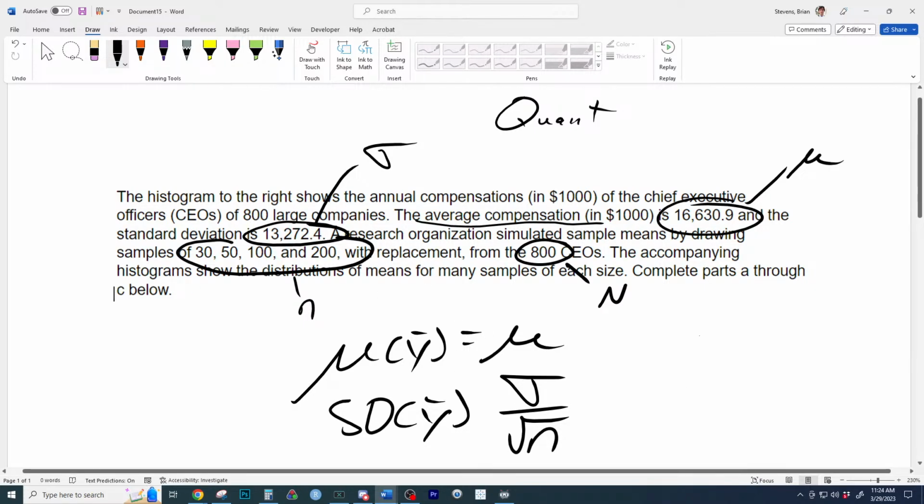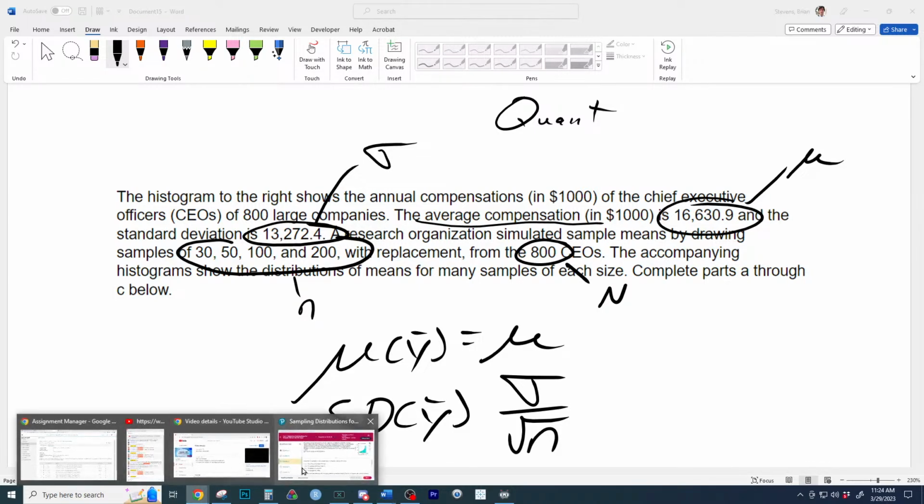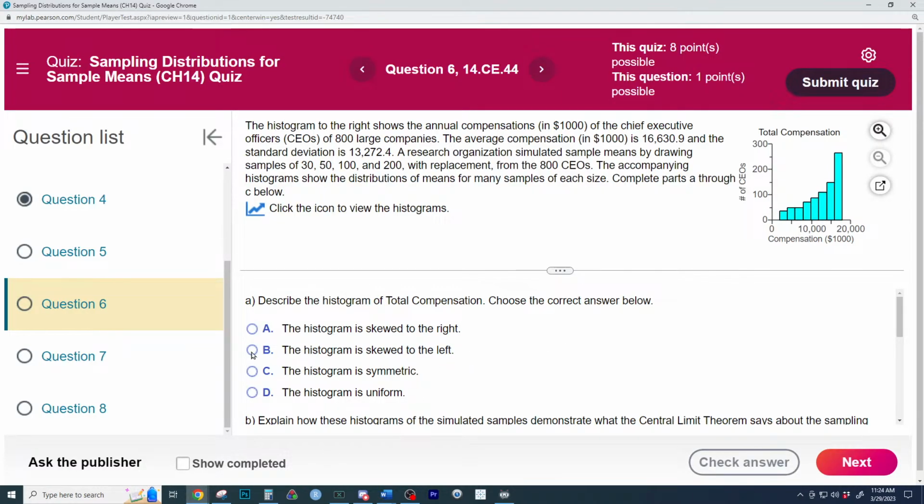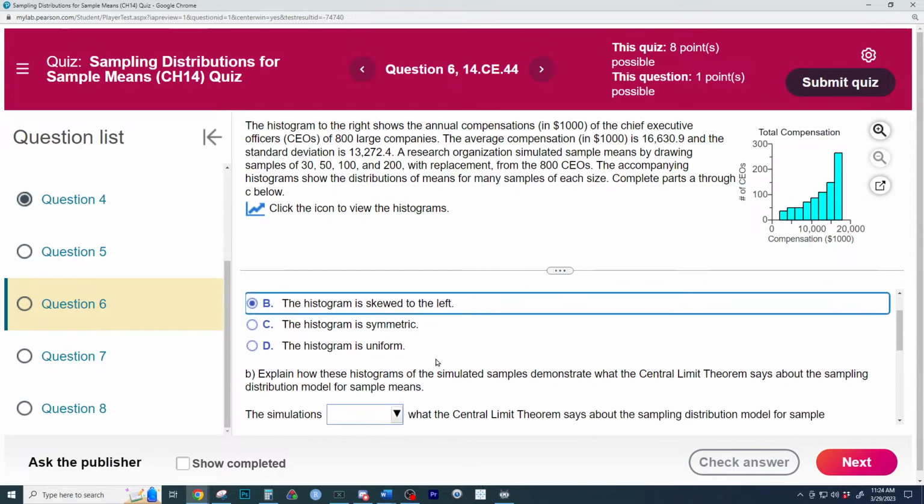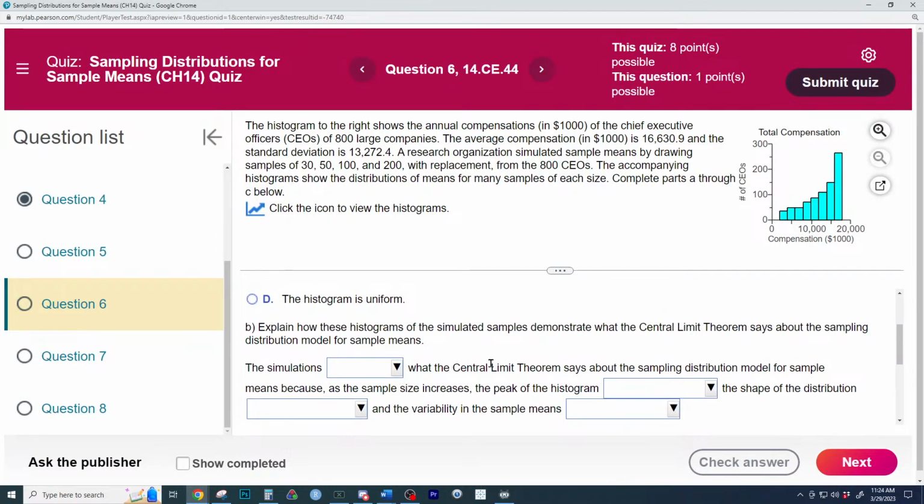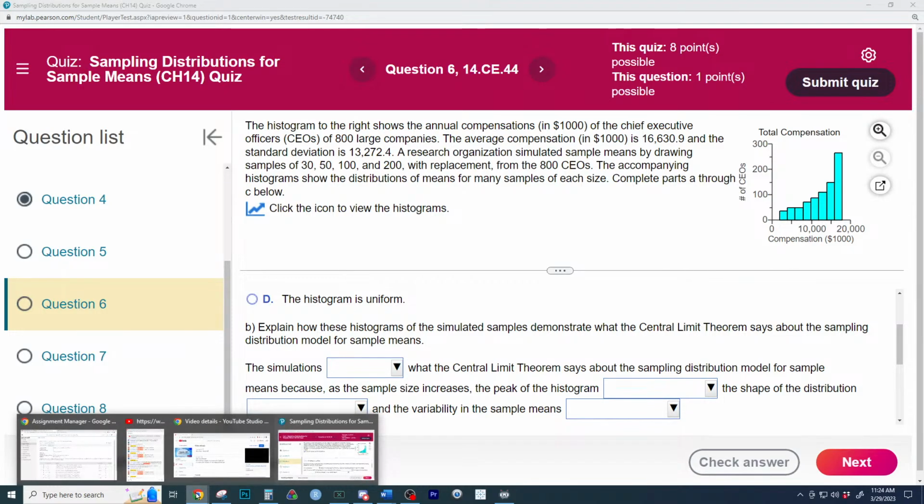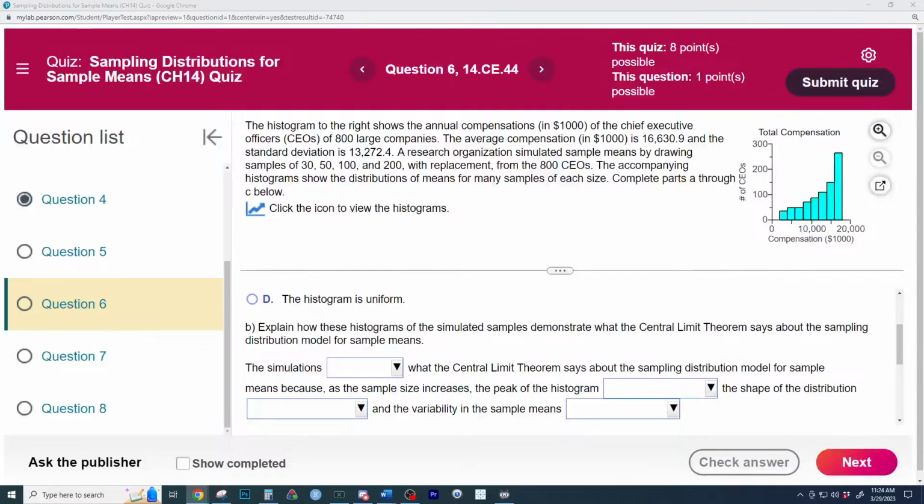So with this, we know the notation for the problem, and let's see what they're asking for. Describe it right here. It is skewed to the left, so we know that one. Explain how these histograms and simulated samples demonstrate the central limit theorem. Well, the central limit theorem says two things. One, that the distribution will become more normal, and two, that it'll become tighter. So let's see this in action.